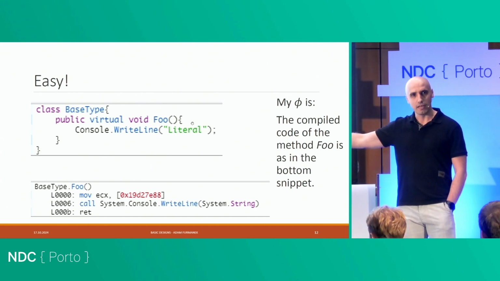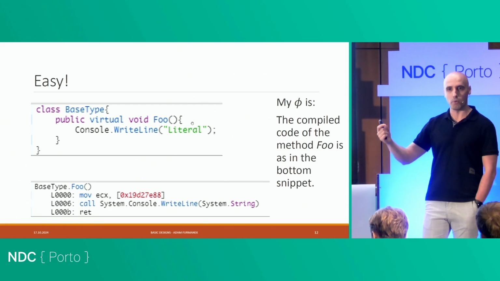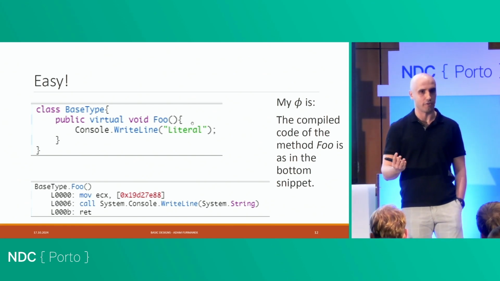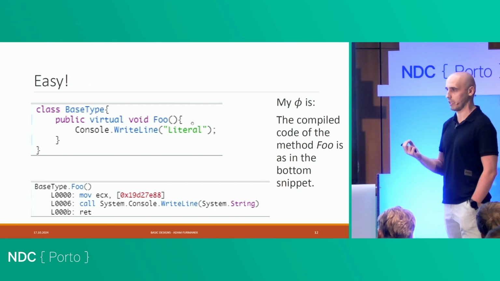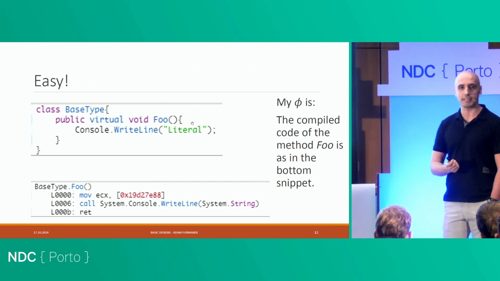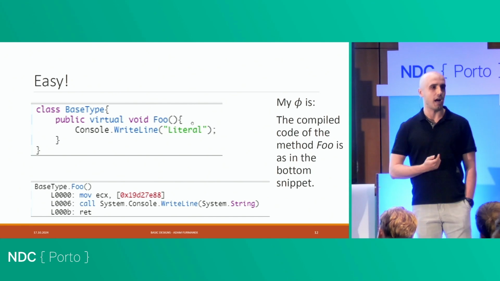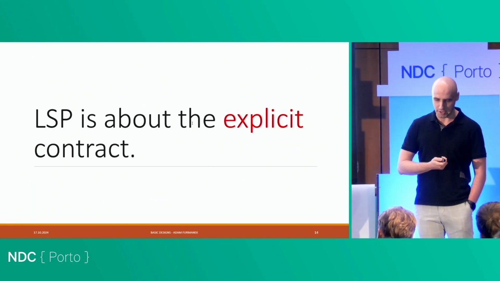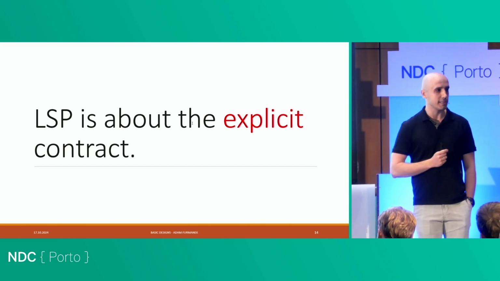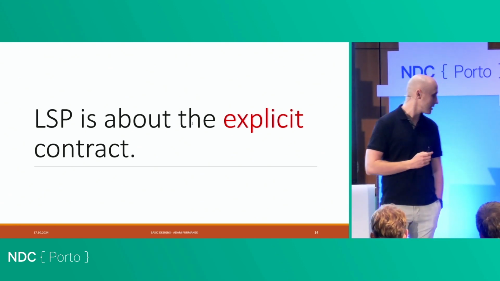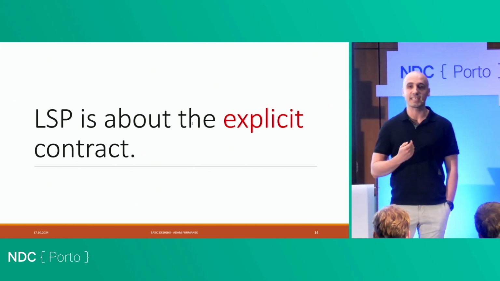Does it make sense? It effectively blocks polymorphism altogether, because I can't override the method, I can't change the implementation, right? There is something wrong in this understanding. So what is wrong? The difference here is that not all properties are worth being provable. And the important part here is that LSP is about explicit contract, about properties that we specify explicitly.